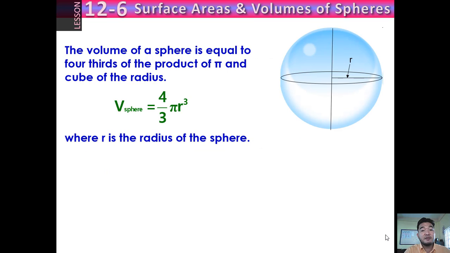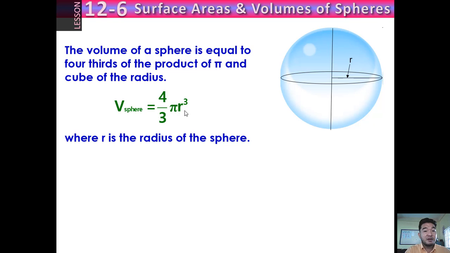Okay, we have here the volume of a sphere, which is equal to 4/3 of the product of pi and the cube of the radius. So this is the formula. Basically, this is the formula in solving for the volume of the sphere. That is 4/3 pi r cubed, where r is the radius of the sphere.